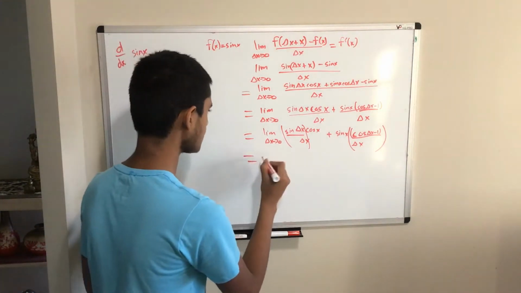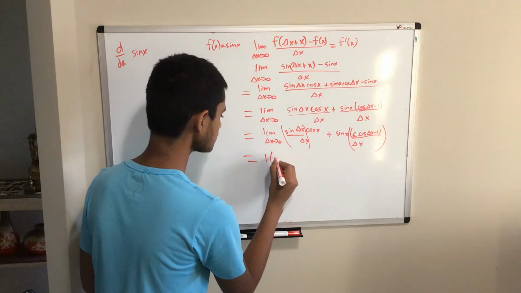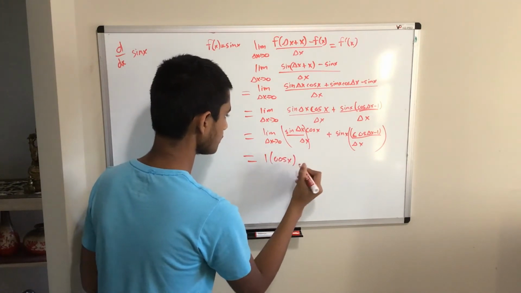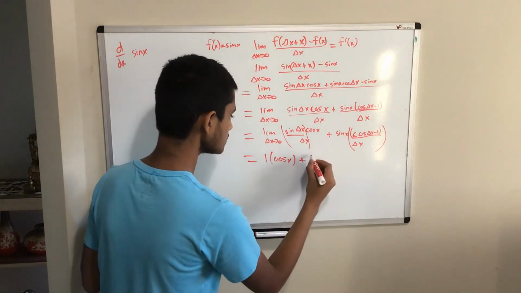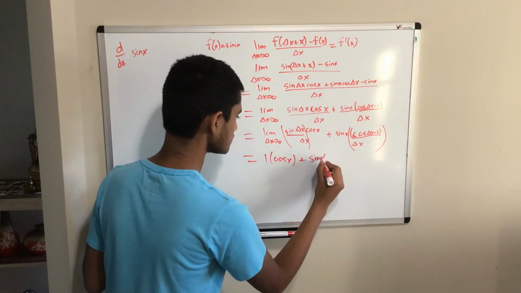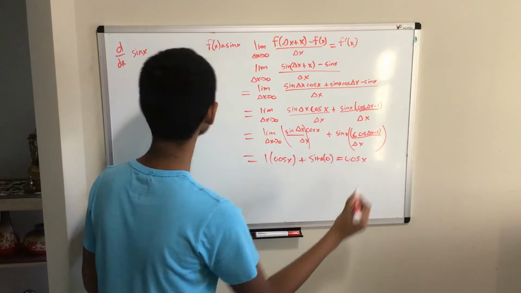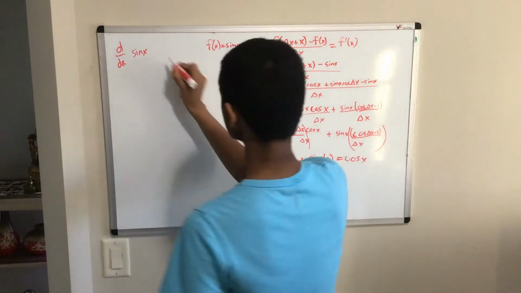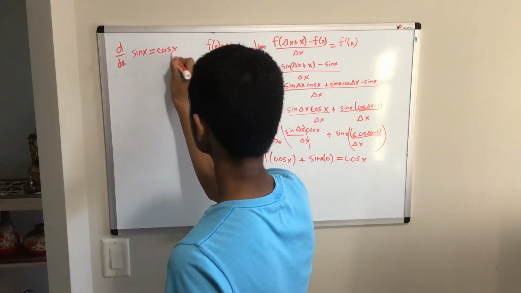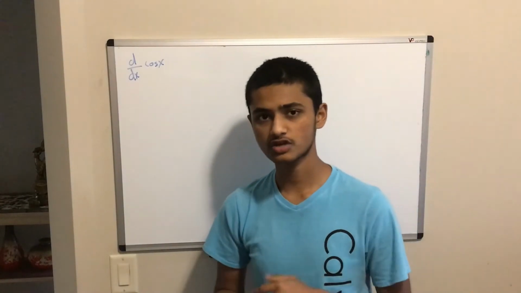So this is going to be the same thing as 1 times cosine of x plus sine of x times 0, and that's just simply cosine of x, meaning that the derivative of sine of x is simply just cosine of x. So now let's take the derivative of cosine of x.